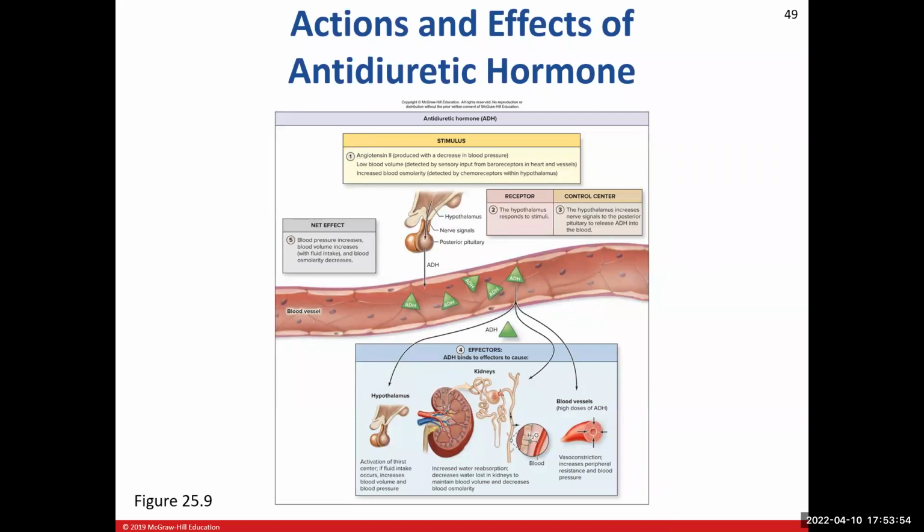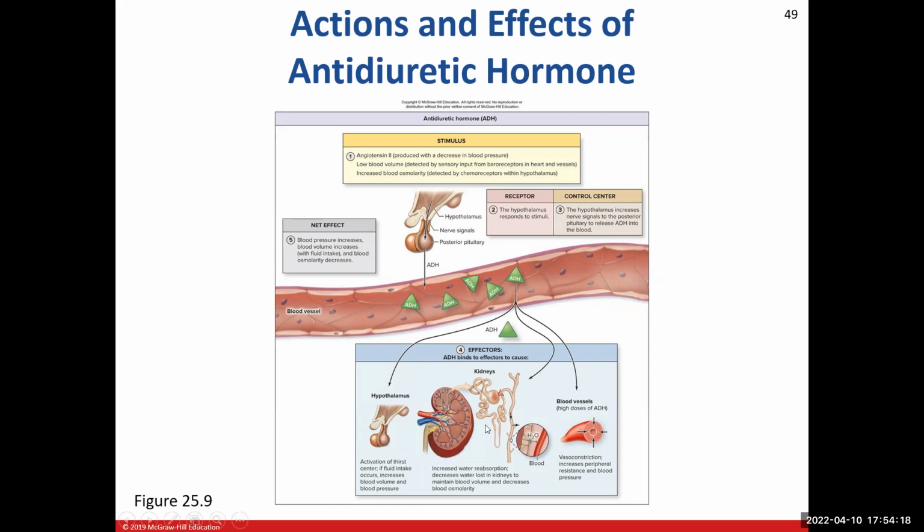And so the hypothalamus is going to respond to those stimuli by signaling to the posterior pituitary to release antidiuretic hormone, ADH. And of course, ADH will then flow throughout the blood, triggering the thirst center in the hypothalamus to increase fluid intake, thereby increasing our blood volume and increasing our blood pressure.